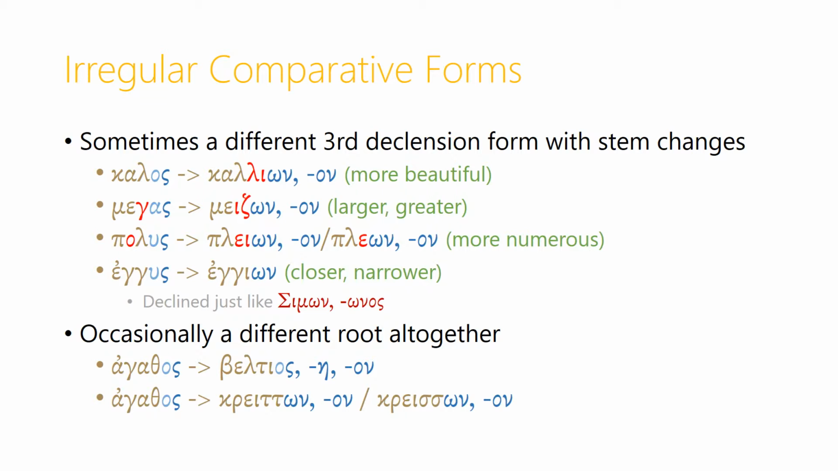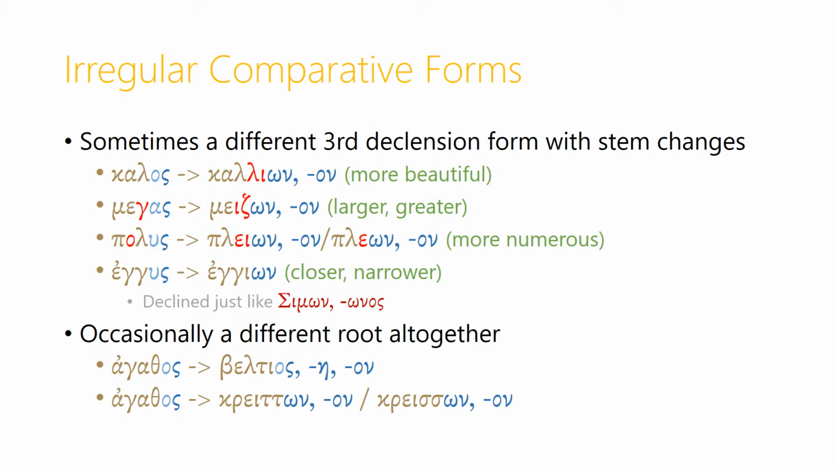Occasionally, we'll find a different root altogether used for the comparative form. So agathos uses the comparative form beltios, beltie, beltion. And agathos can also use a second comparative form, which is kreton. And this is a third declension comparative form, kreton for the masculine and feminine, and kreton for the neuter.